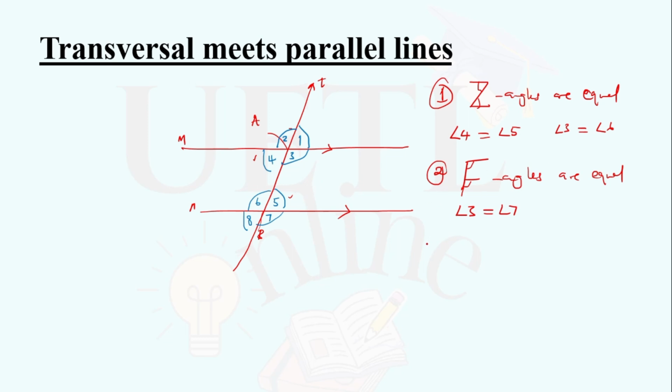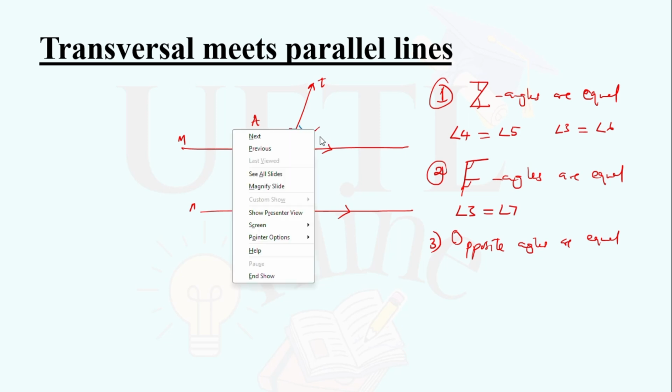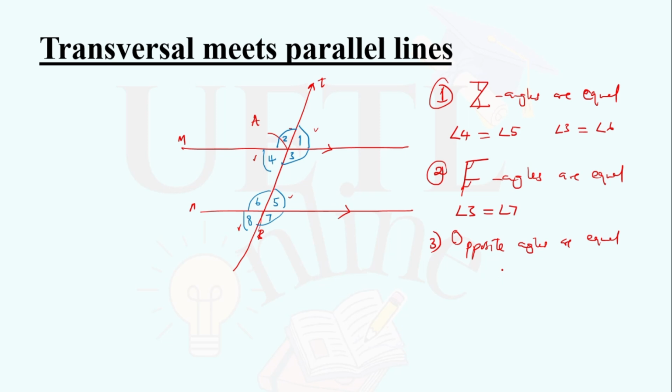Then the third is the opposite angles. We have already got opposite angles at a point, but in this case we have two parallel lines and a transversal. This angle 8 is opposite to this one, angle 1, so these two angles are equal. This is the meaning of opposite here: two opposite sides of this line, this side at the end and this side at the end. They are equal, so angle 8 is equal to angle 1. Similarly, angle 2 and angle 7 are equal. This is what we call opposite angles are equal.